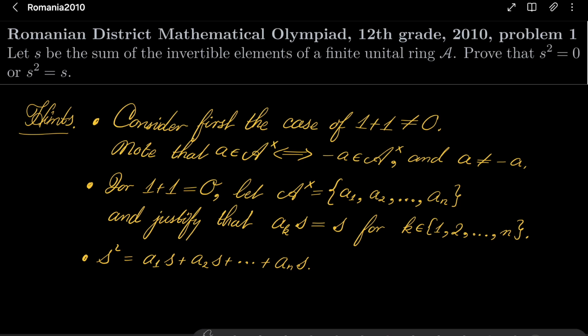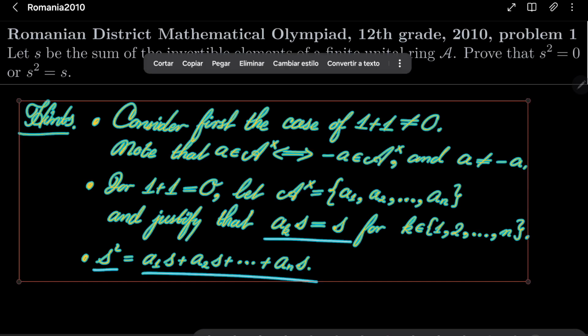So you can pair invertible elements together, and they cancel each other out because one is the opposite of the other one. But when 1 plus 1 is 0 in our ring, enumerate the set of invertible elements a1, a2, up to an, and justify that for any k, ak times S equals S. And finally, note that S squared can be written in this form, and that should be enough to finish this problem. So give this problem a try, and I will see you in just a minute.